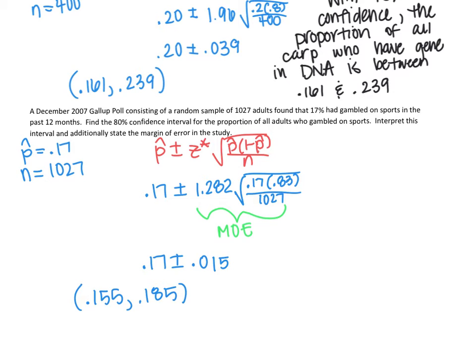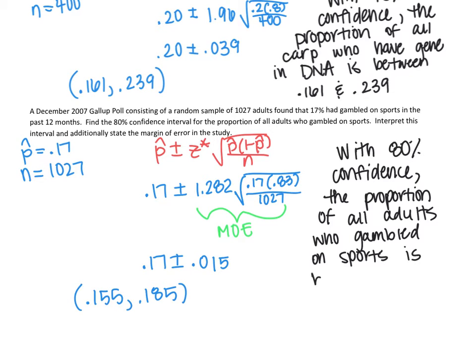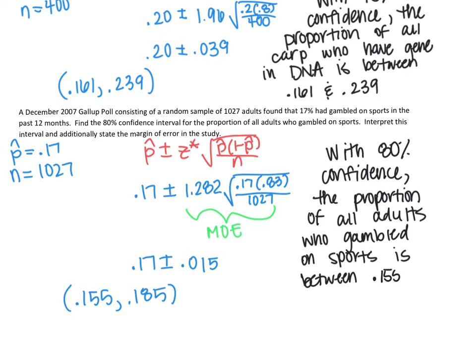Okay, so again, if we write our sentence, we can say with 80% confidence, the proportion of all adults who gambled on sports is between 0.155 and 0.185.